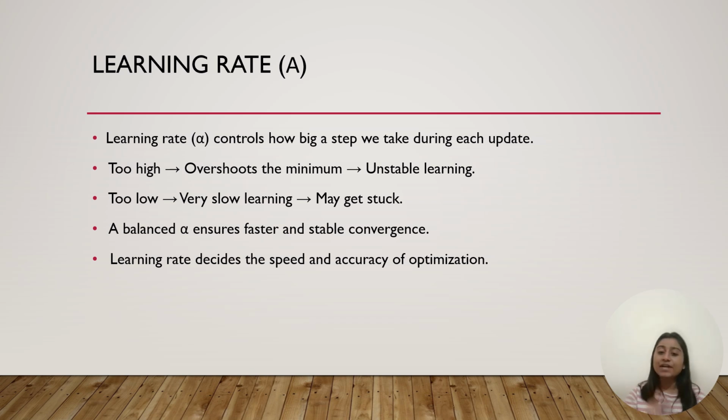So choosing the right learning rate is super important. It ensures that the model moves smoothly and efficiently towards the minimum loss. In simple words, learning rate controls the speed and stability of learning in gradient descent.